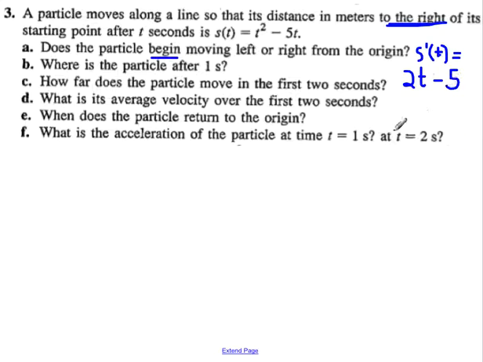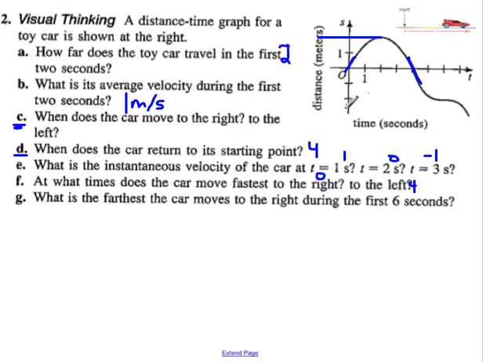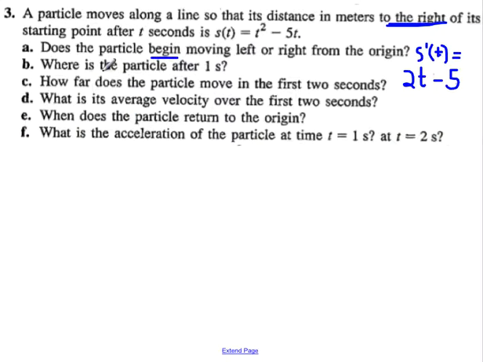So our first derivative is our velocity, right? What happens at time 0? Well, if I put in 0, I get a negative, right? My slope is negative. So again, if we look back at the graph when we were talking about meters to the right and to the left, anytime my slope was negative, I was moving to the left. So that's another reason why it's moving to the left.